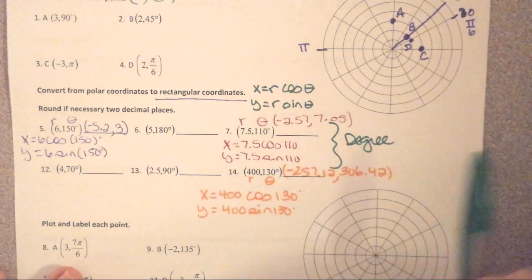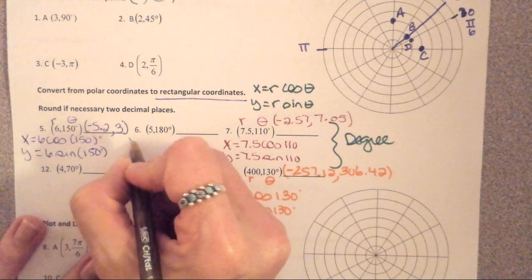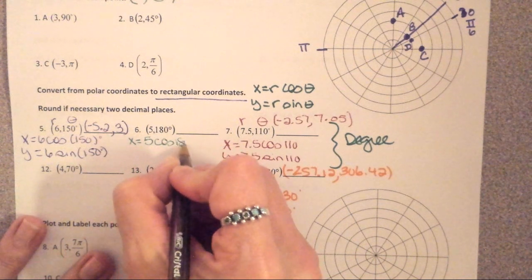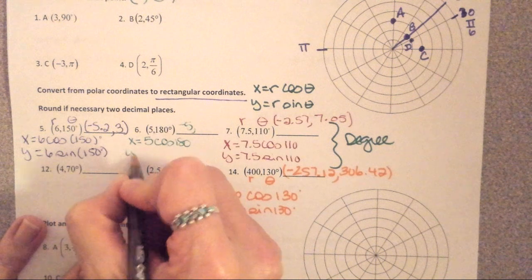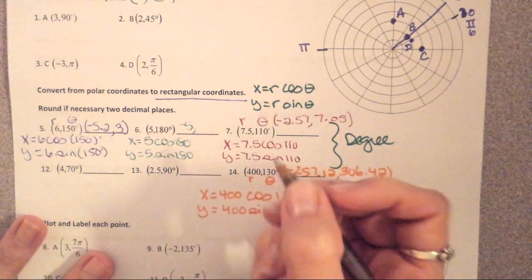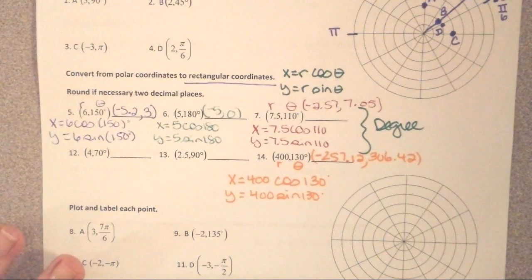Okay, so if you did number 6, we did x equals 5 times cosine of 180. You type that in your calculator and you got negative 5. Y is equal to 5 times sine of 180. You type that in the calculator and you got 0. So that ordered pair was negative 5, 0.